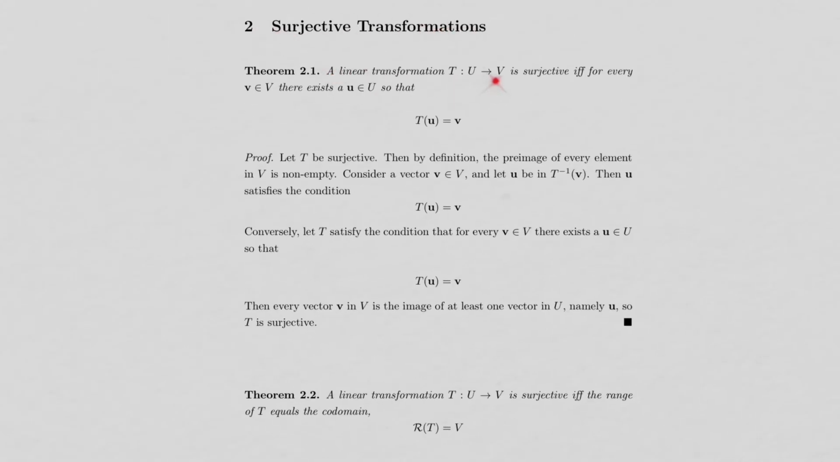A linear transformation T from U to V is surjective if and only if, for every vector V in the codomain, there is a vector U in the domain so that T of U is equal to V. This is the definition of surjective in the book. I proved it as a theorem since I used a slightly different definition.